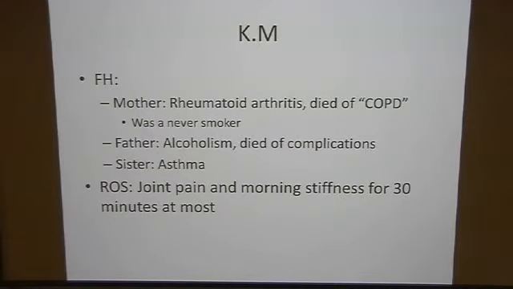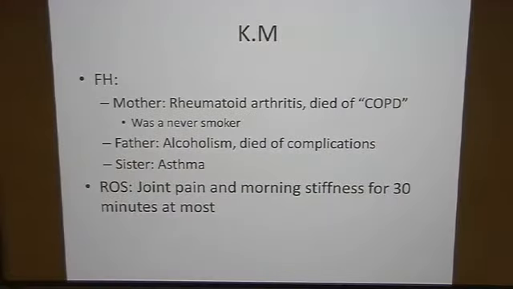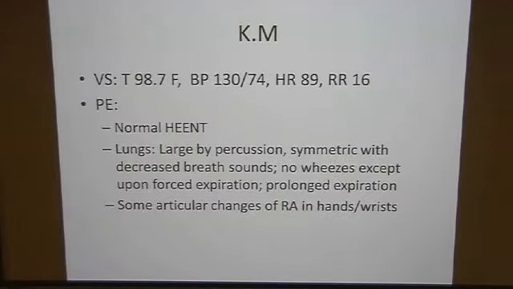Family history: mom had rheumatoid arthritis and died of COPD. Interestingly, the patient even noted that although she died at a fairly young age, I believe 60, she was never a smoker, nor did she live with a heavy smoker. Sister was also asthmatic, and father was not in the picture, obviously. The review of systems was most notable, besides her respiratory complaints of shortness of breath on exertion, for no productive cough, but morning stiffness.